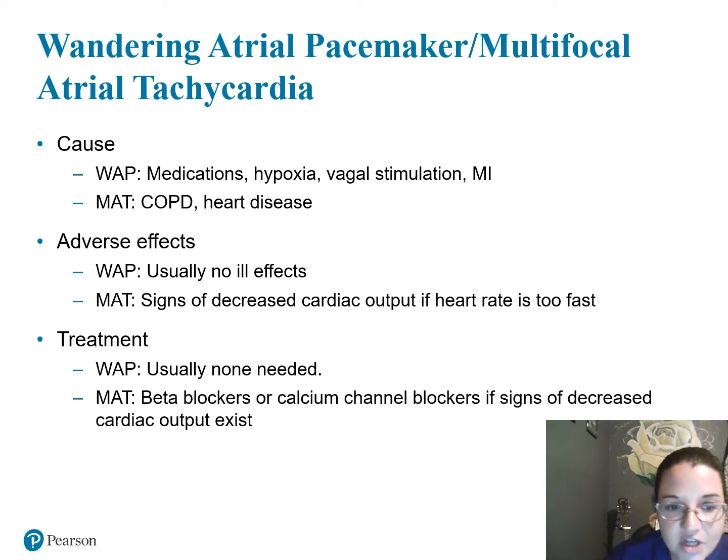Remember, last chapter we talked about some of the effects on the heart, and the most common effect is decreased cardiac output. What does that mean? That means not enough blood is coming into the heart and going out of the heart to feed the body. So it's at a decreased output, which means your heart is working harder. How do we treat this? We're going to treat a WAP, usually non-needed. But for the MAT, we're going to give beta blockers or calcium channel blockers if signs of decreased cardiac output exist, meaning we've got to slow that heart down so it can pump more accurately.